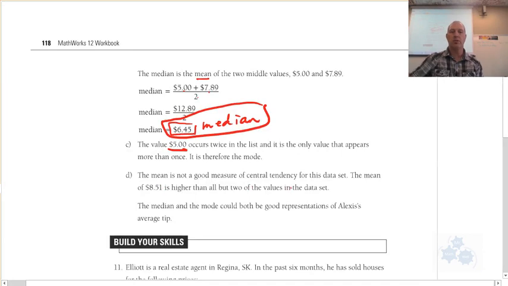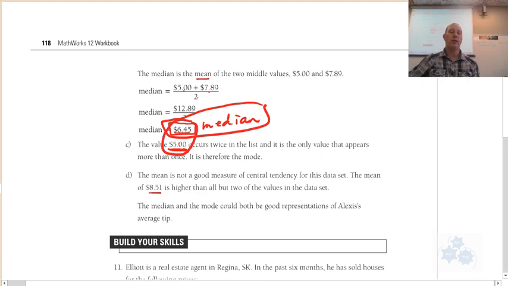The mean is not a good measure because for this data set, 8.51 is quite a bit higher than the other two. Look at, here's the median, 6.45, and here's the mode, 5. So the average 8.51, they said, is not very good because it's really different than the other ones. The median and the mode could both be good representations of Alexis's average tip because they're closer together. So that's one way of deciding which one would be best.